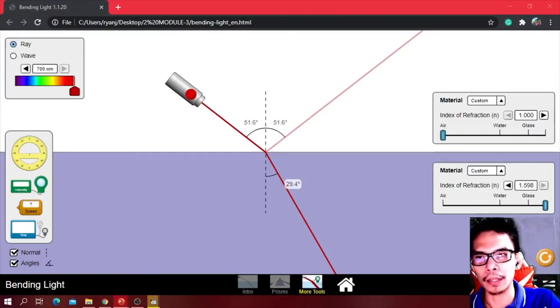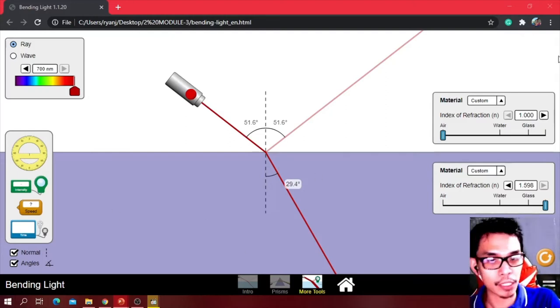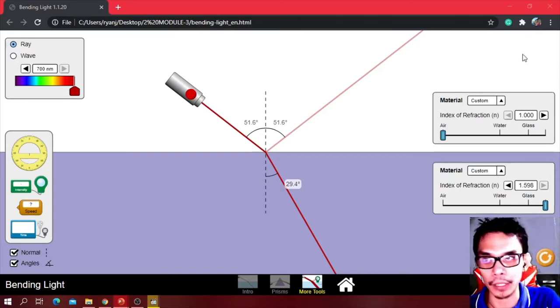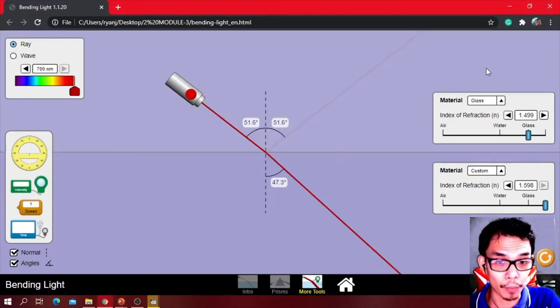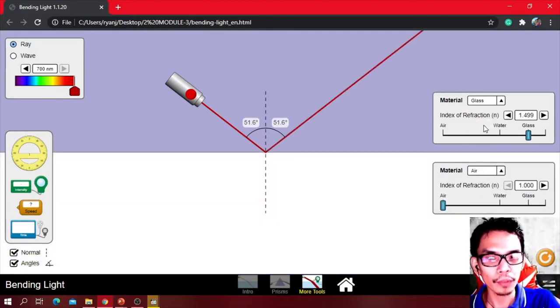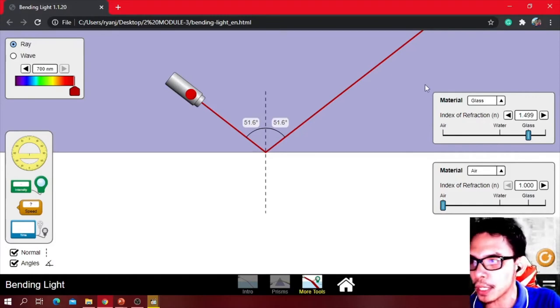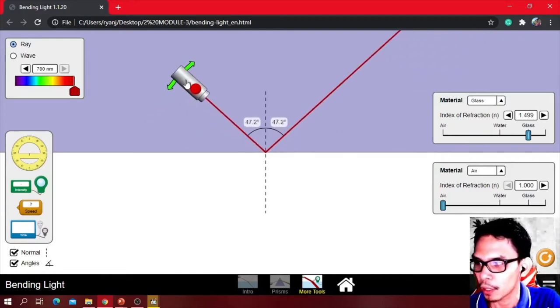Let's have here the simulation. Let's start first with the idea that the light will come from higher index of refraction to a material that has lower index of refraction. For example, the light will come from glass and exit from the glass to the air. As you can see here, everyone, the glass.